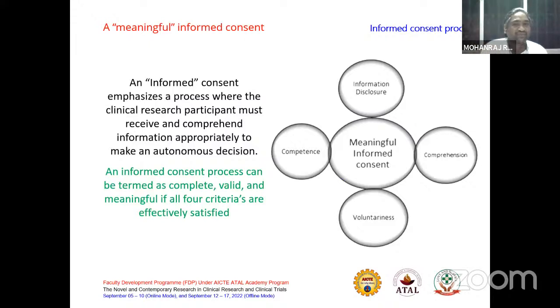So a meaningful and informed consent must lead to autonomous decision making by the patient, who shows their complete willingness to the study, which depends on information disclosure, comprehension, voluntariness, and competence. If these four are in equilibrium, we can say the consent is going to be a successful consent with a greater amount of effective meaning.